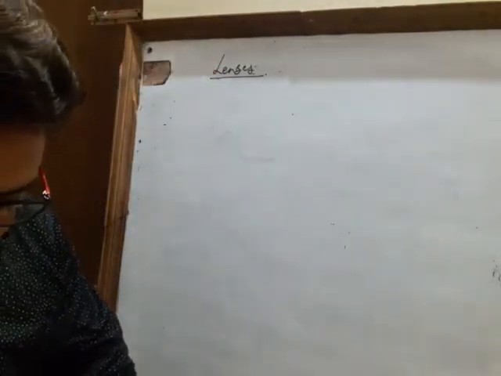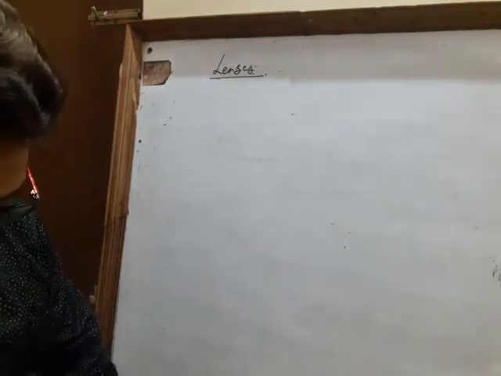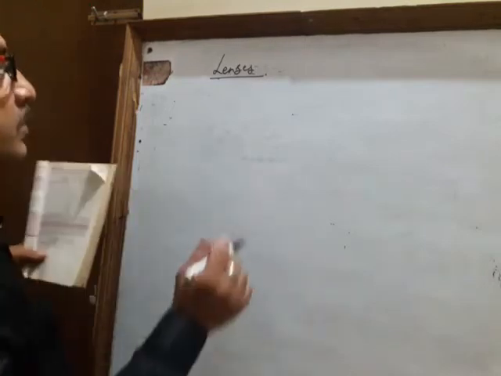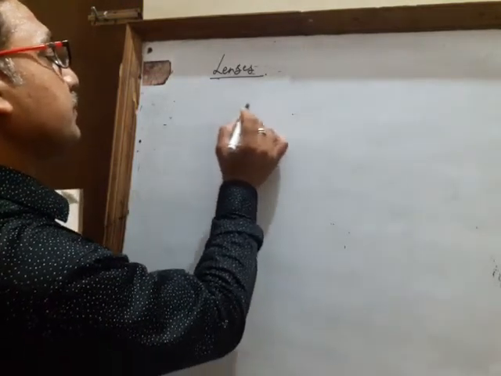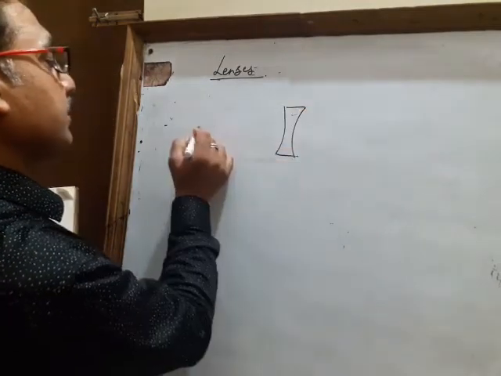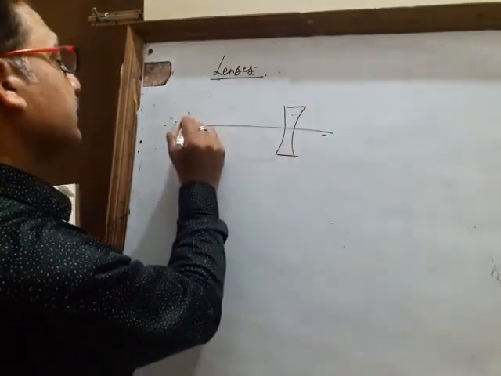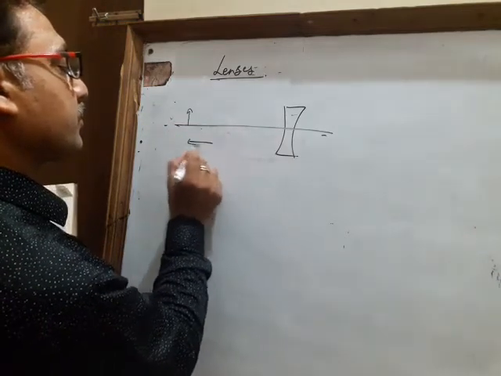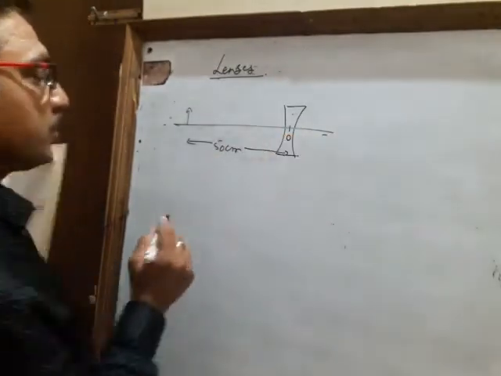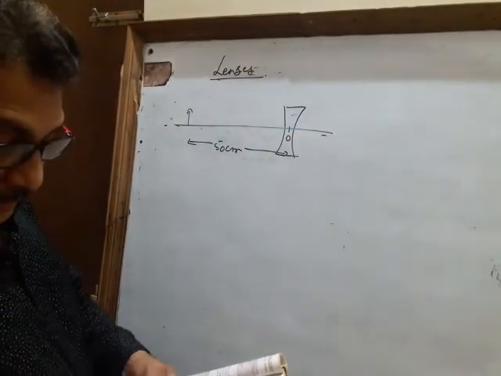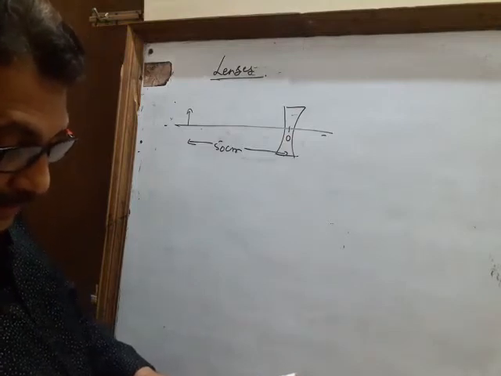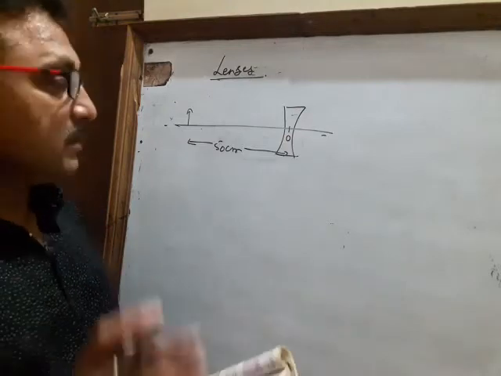Now you see one question on concave lens. There is an object placed 50 centimeter, you take this as 50 centimeter, from the optical center of the lens, and this lens forms a virtual image at a distance of 10 centimeter in front of the lens.